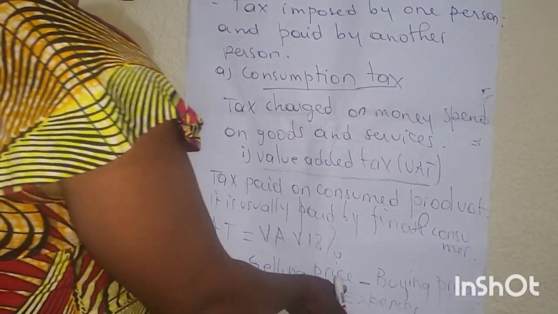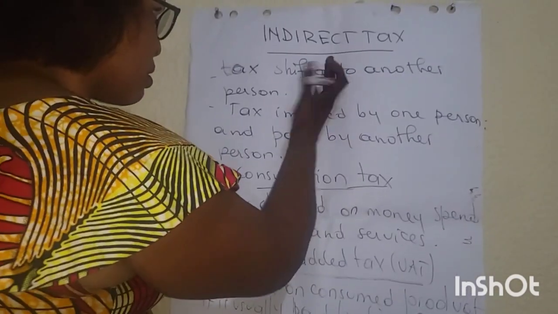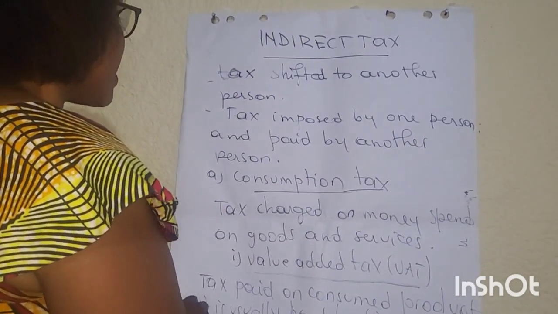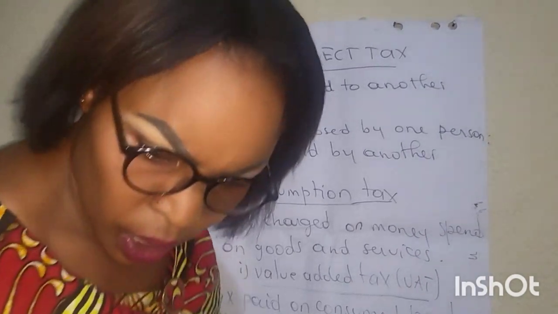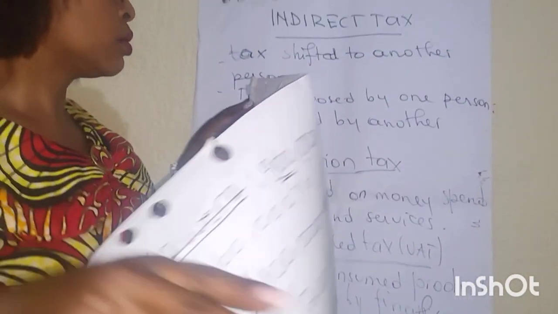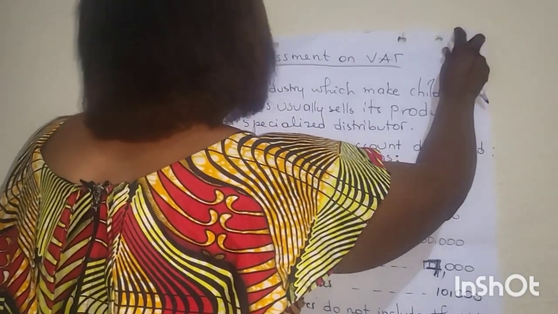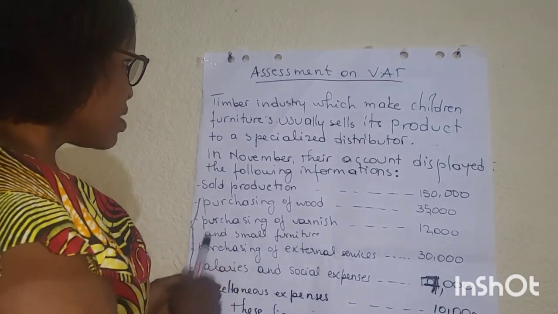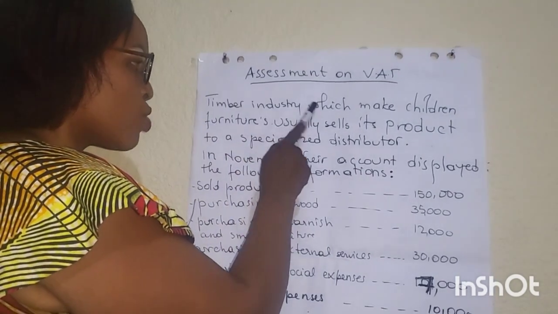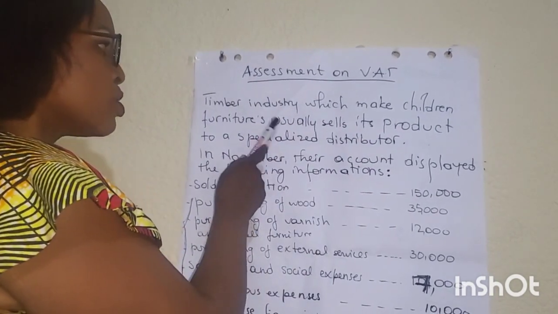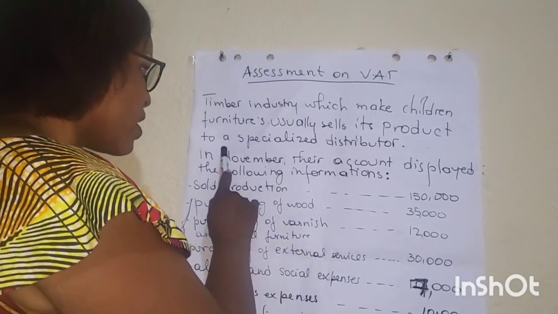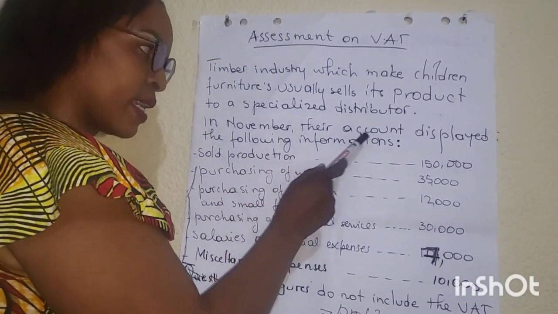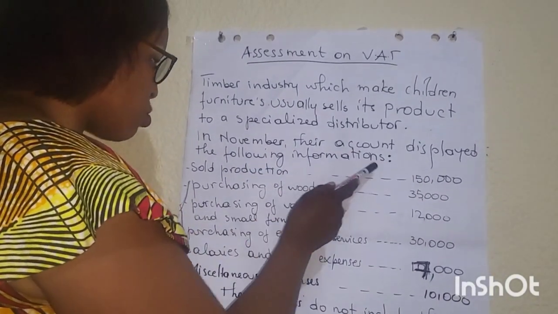So now, for better understanding of indirect tax, especially value added tax, let us take an example. Here we have an example on value added tax. A timber industry, which makes children furniture, usually sells its product to a specialized distributor. In November, the account displayed the following information.